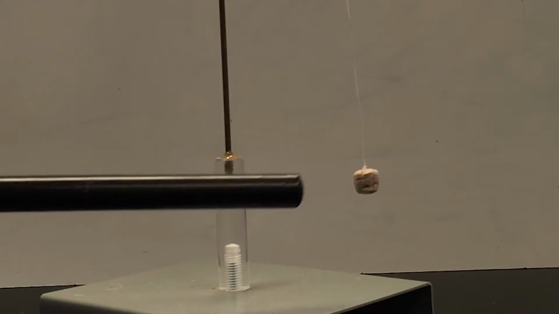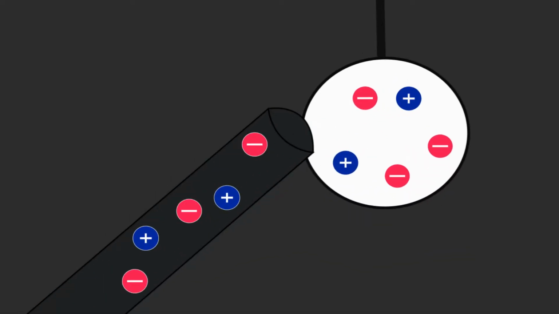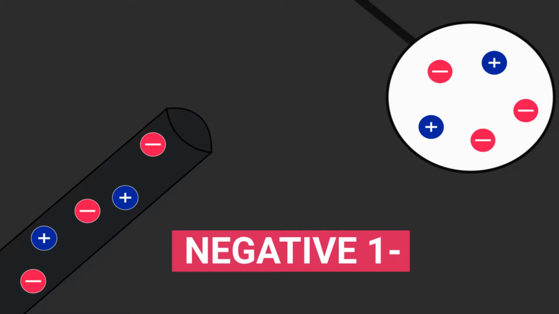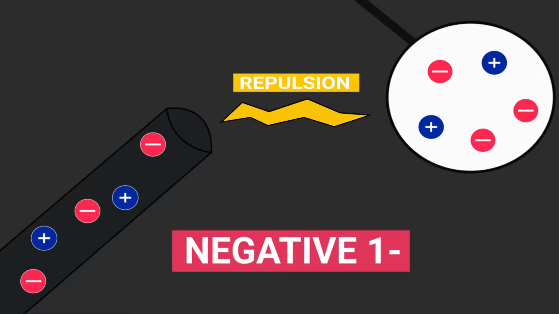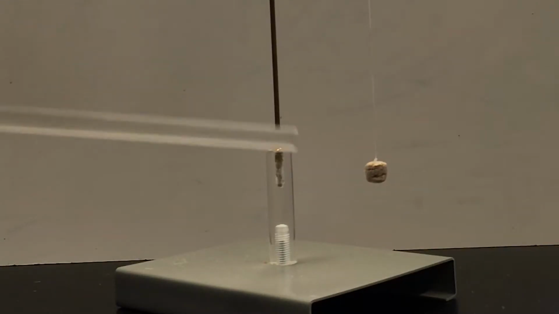When the ebonite rod comes into contact with the neutral pith ball, the electrons distribute themselves so that both objects have the same charge. Since both objects are negative, they repel one another. We can prove that the pith ball is negative by bringing a positively charged glass rod nearby. Since it attracts, we can confirm that the pith ball was negatively charged.